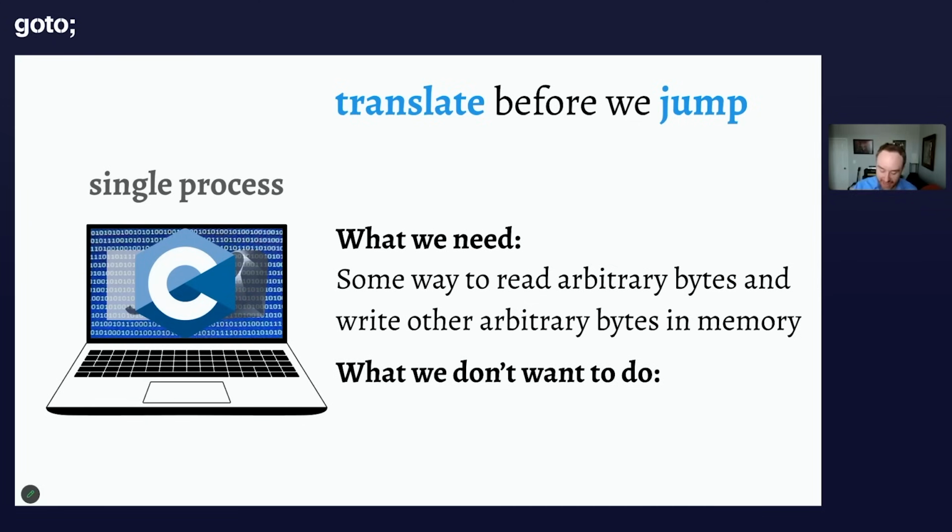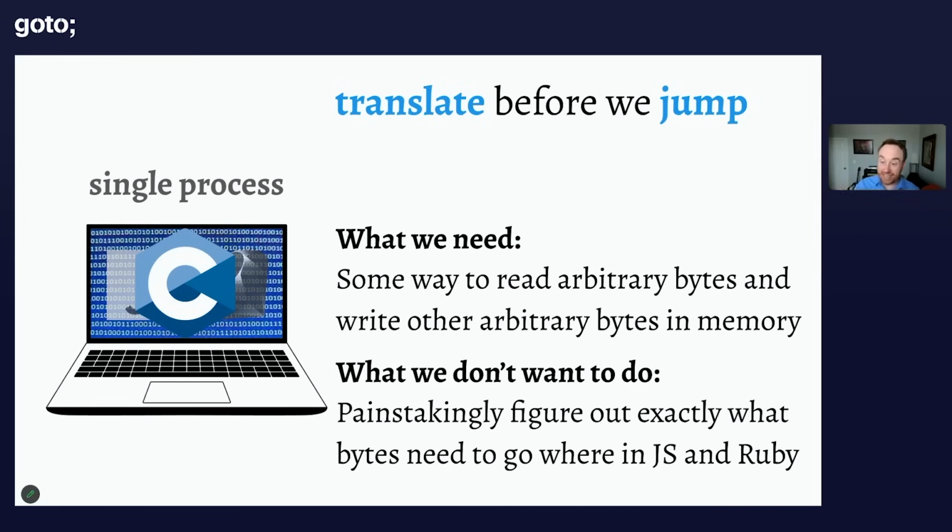So if we're using C to put these bytes in the right place, what we absolutely do not want to do is to painstakingly figure out exactly what bytes need to go where in JavaScript and Ruby by hand and just be like, oh yes, we'll just handcraft these artisanal bytes and bits and ones and zeros, and we'll surely never make a mistake that causes everything to explode, because we will totally make a mistake that causes everything to explode. So we don't want to do that.